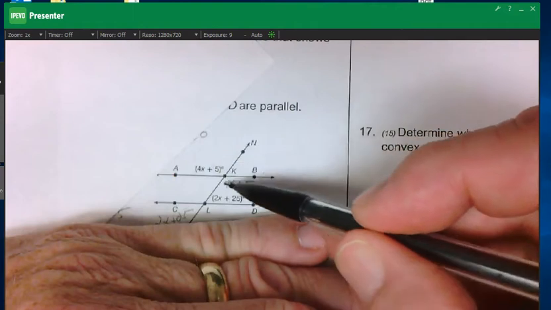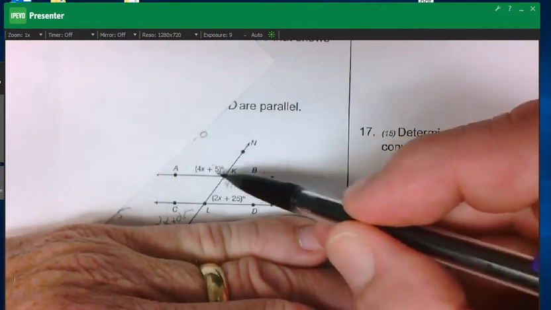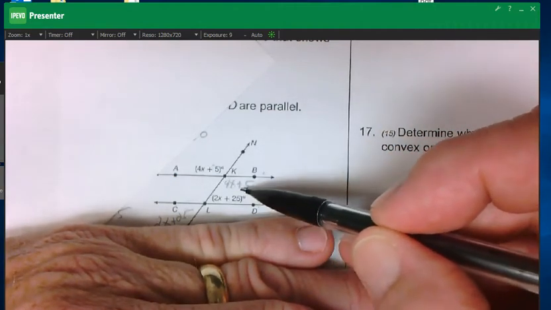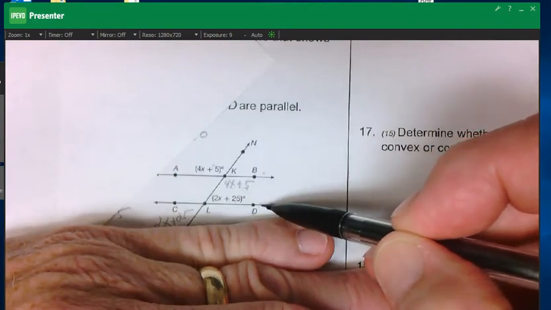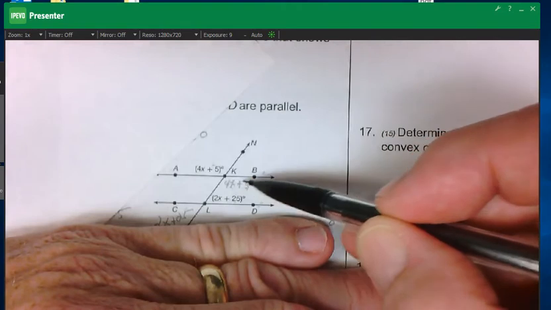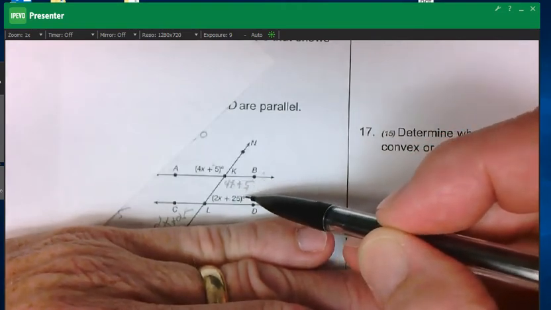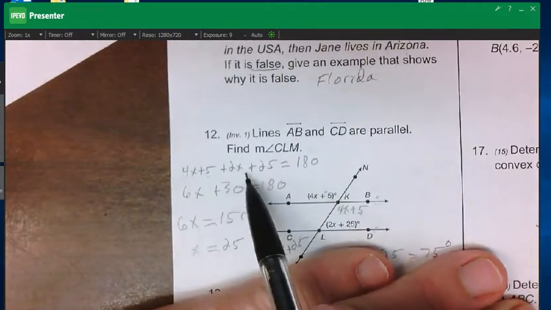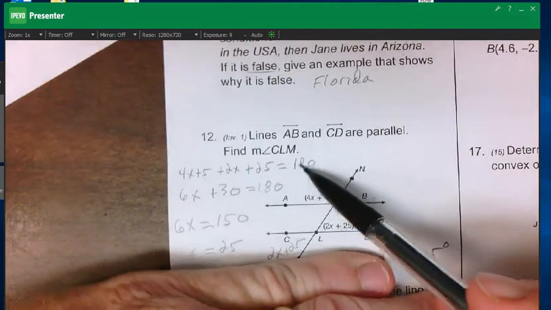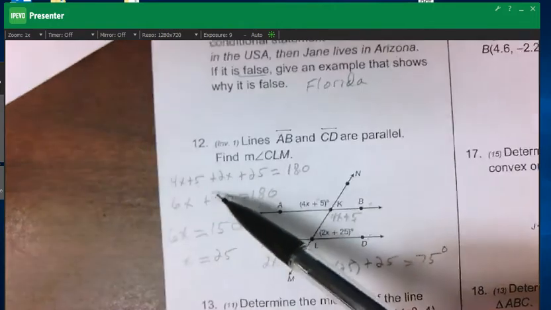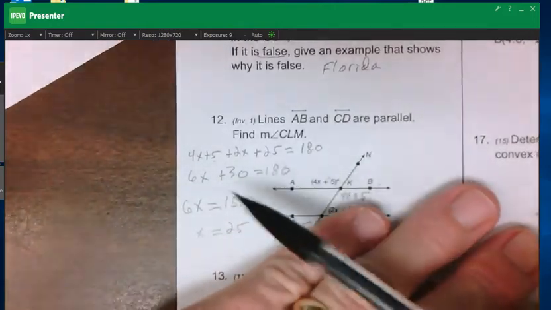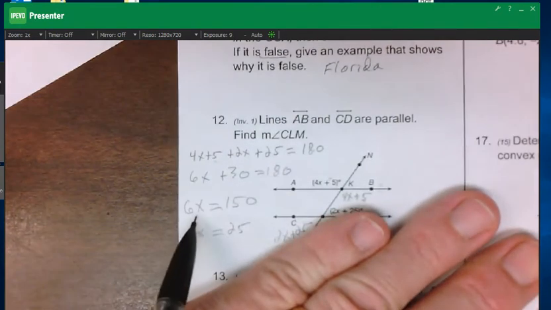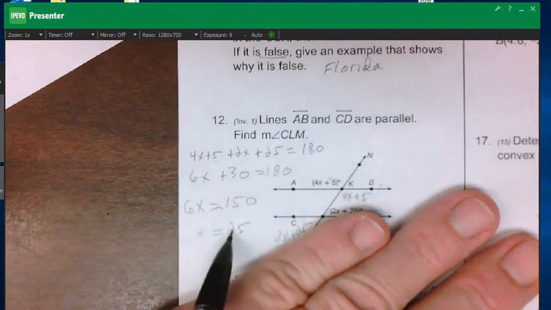I need to figure out what x is, and then I can work to figuring out that angle. Now, these two angles are vertical angles, so they're congruent. So this is 4x plus 5. These two I know have to be supplementary because I'm told that the lines are parallel. So 4x plus 5 plus 2x plus 25 equals 180. Now I come over here, and I've set that up. I can solve for x now. You can pause and follow the work. I didn't do every step, but basically you work down to 6x equals 150, therefore x equals 25.